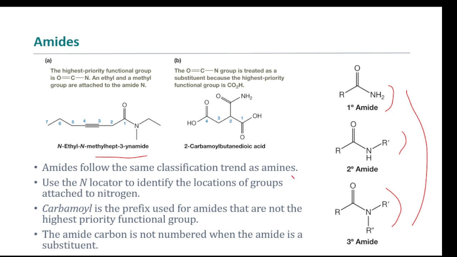So, again, we're going to have to use those N locators to identify the locations of those groups that are attached to these nitrogens in the amide. Carbamyl is the prefix used for the amides that are not the highest priority functional group. Those are the ones like this right here. So that's a carbamyl. Okay?